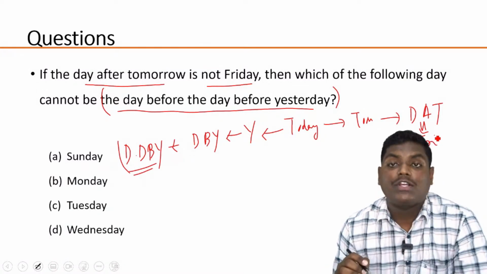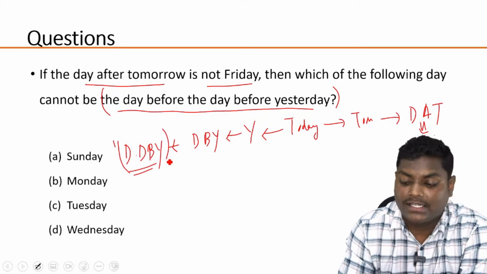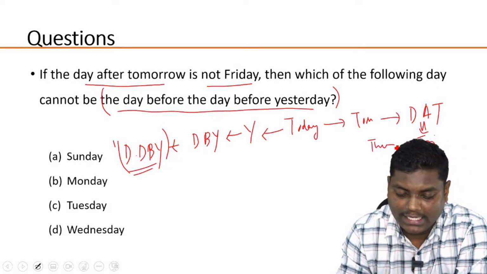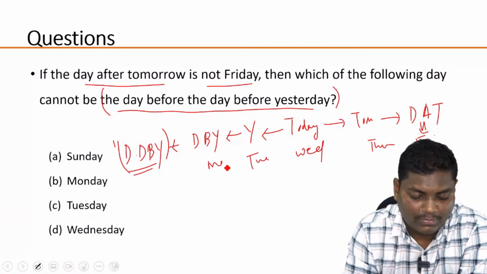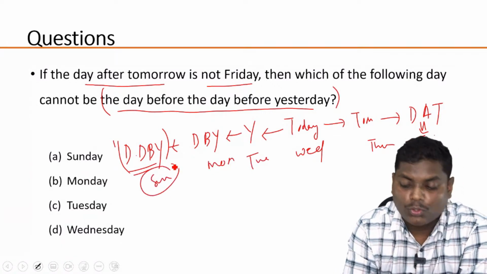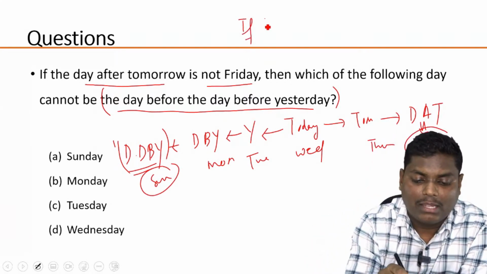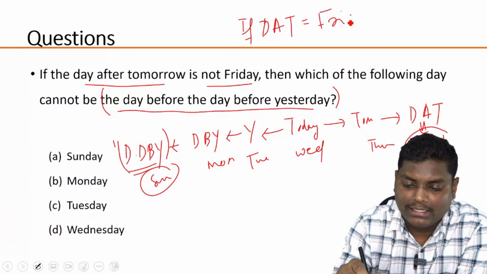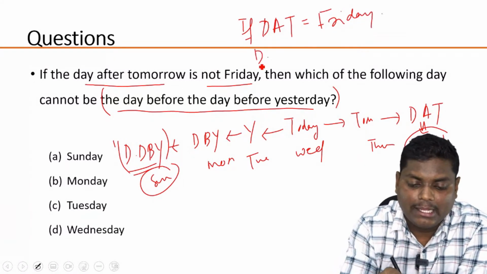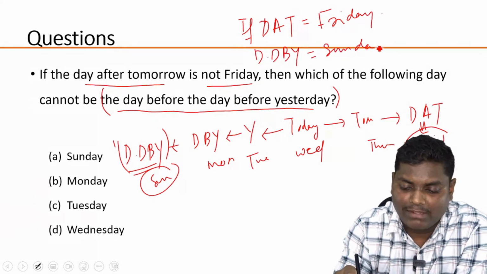If the day after tomorrow is Friday, then what will be the day before yesterday? So Friday, Thursday, Wednesday, Tuesday, Monday, Sunday. So if the day after tomorrow is Friday, then the day before yesterday will be Sunday. This is what we have got, Sunday.